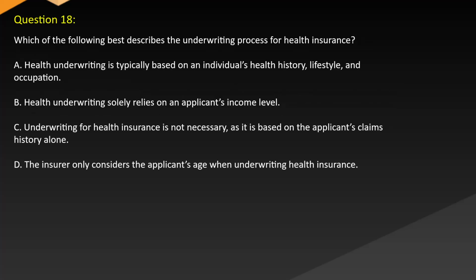Question 18. Which of the following best describes the underwriting process for health insurance? A. Health underwriting is typically based on an individual's health history, lifestyle, and occupation. B. Health underwriting solely relies on an applicant's income level. C. Underwriting for health insurance is not necessary as it is based on the applicant's claims history alone. D. The insurer only considers the applicant's age when underwriting health insurance.